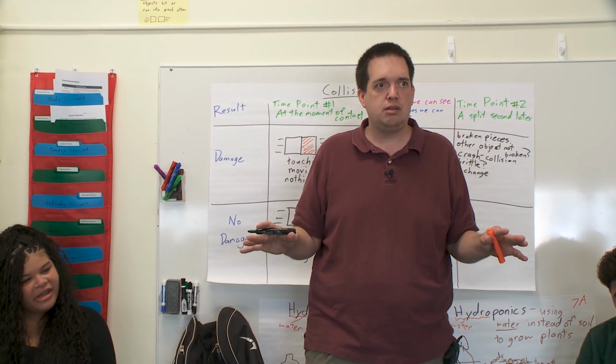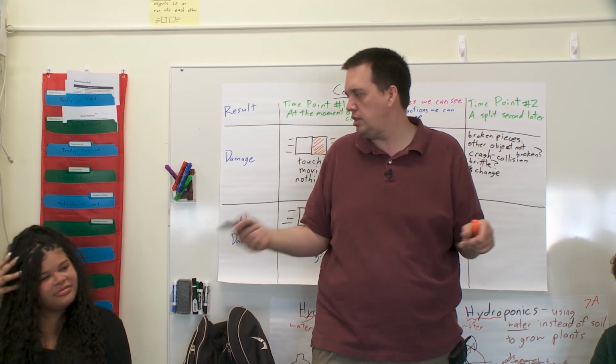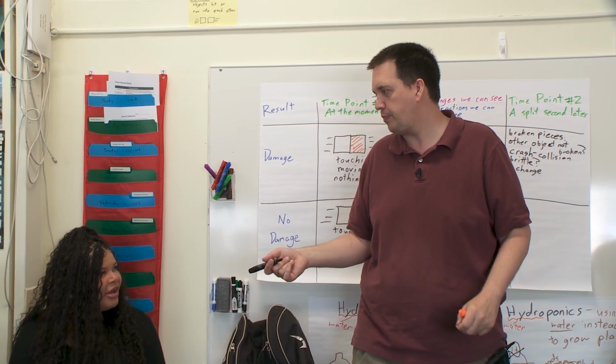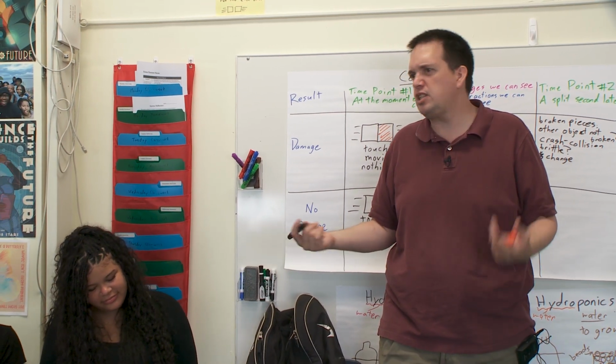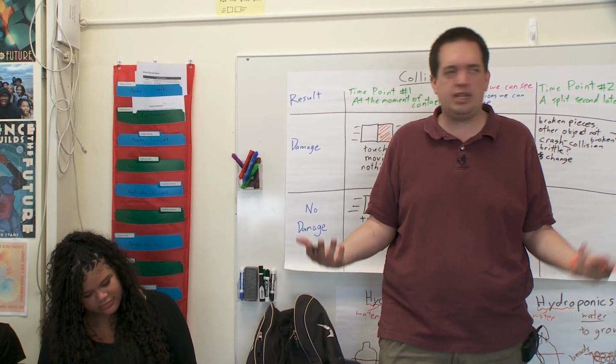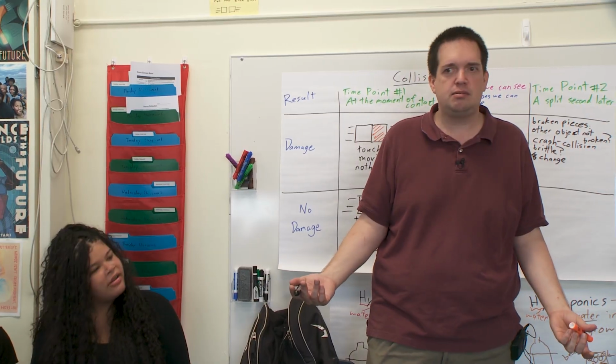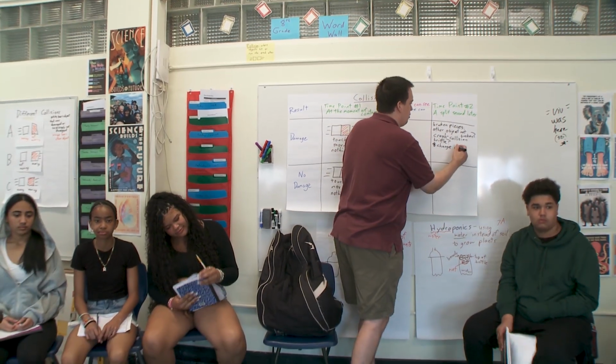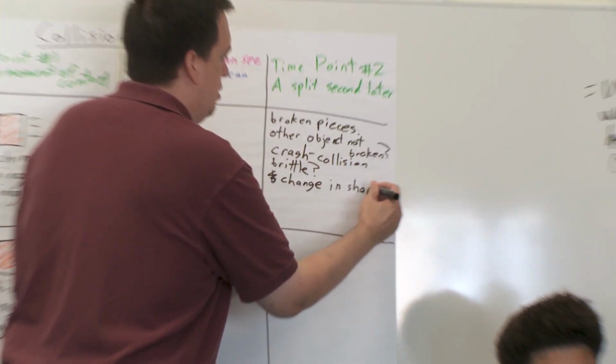I think you should put... You're saying yes, it's there. You're saying a question mark because sometimes it might not do that, and sometimes it might. Yeah, some things might dent. Give me something that might not dent. A phone. A phone might not dent, right? Okay. So I'm going to put change in shape with a question mark.